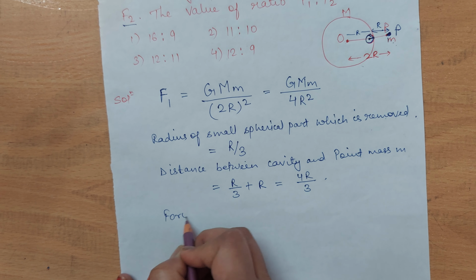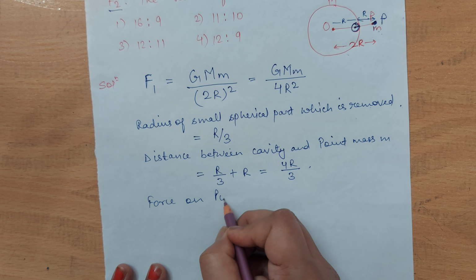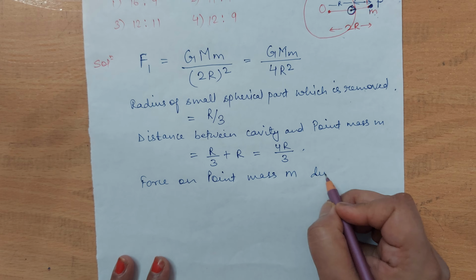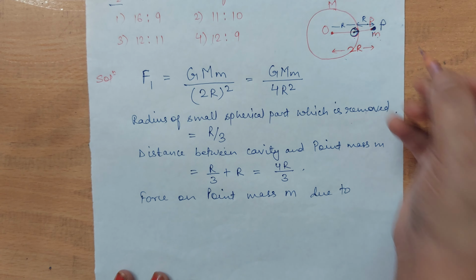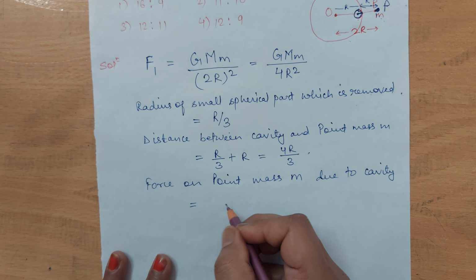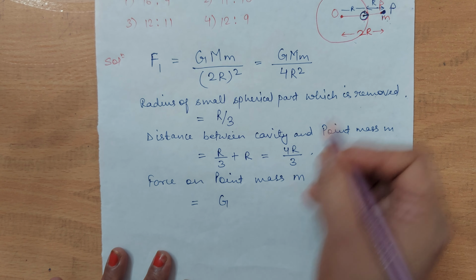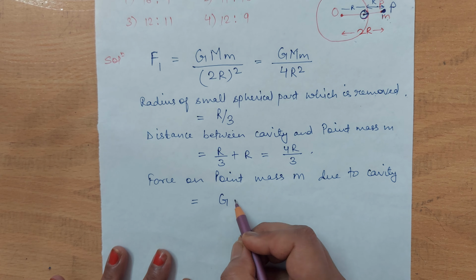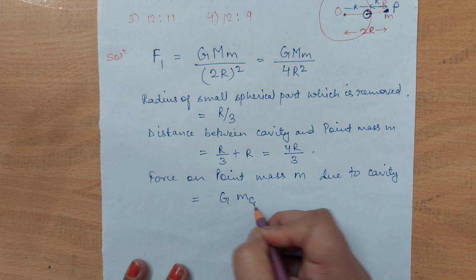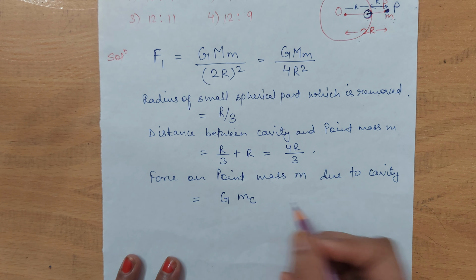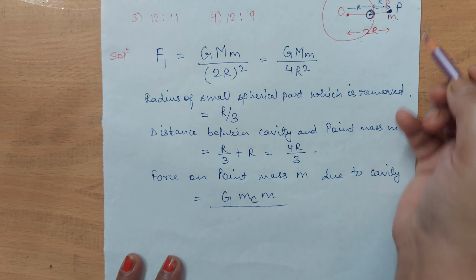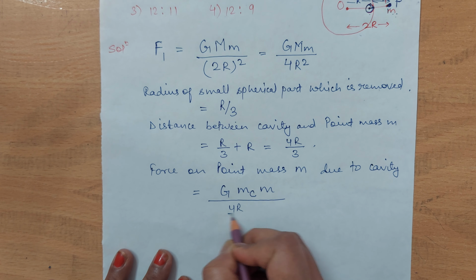So the force on point mass m due to the spherical part which is removed, we can say due to the cavity, is equal to G. Now the mass of this cavity we have to calculate. Suppose the mass of this cavity is mc, multiplied by the mass of the point mass m, and the distance between these two is 4r by 3. So squaring it.